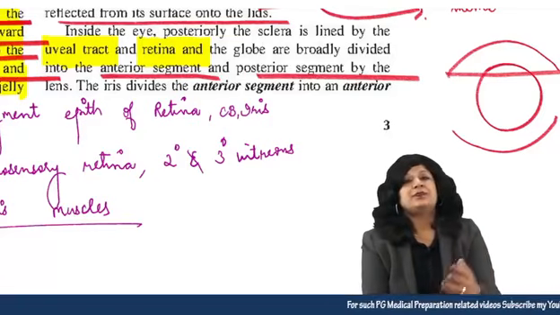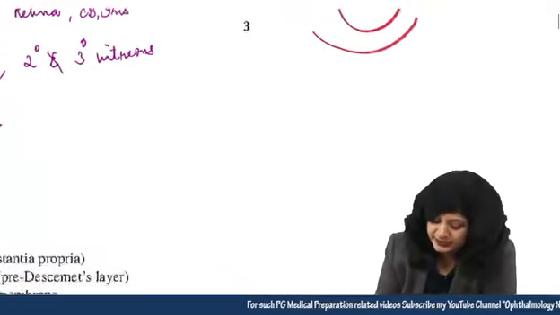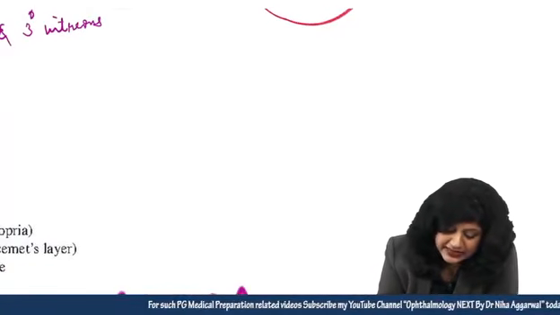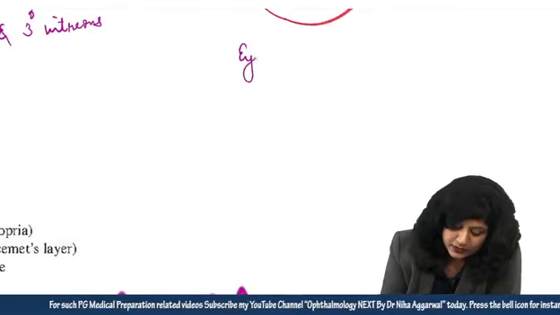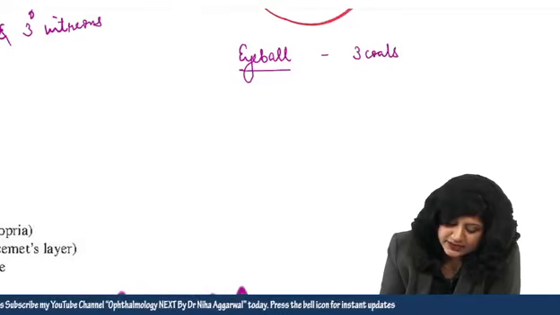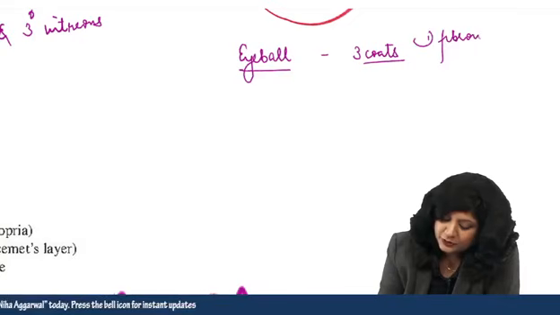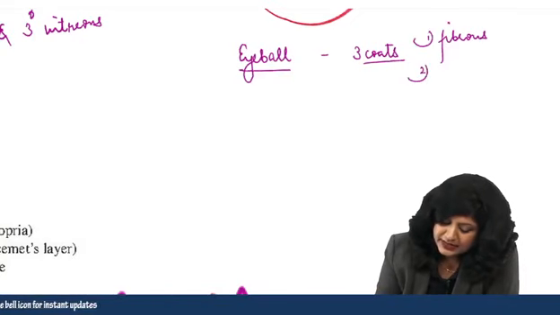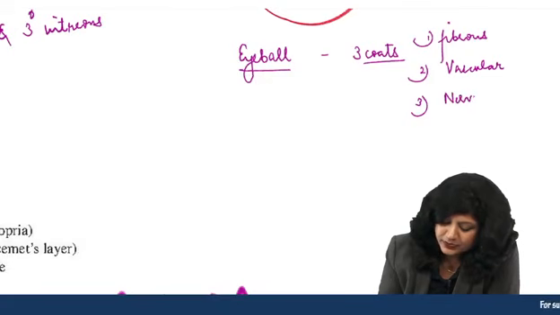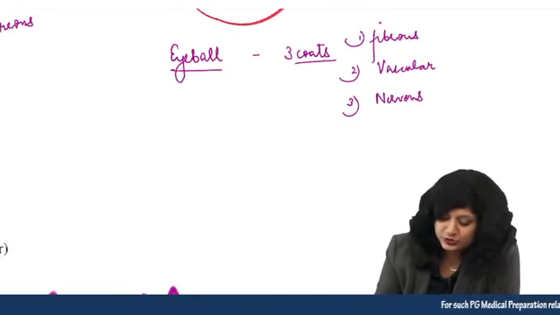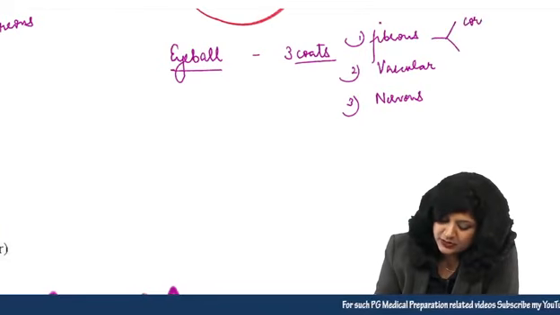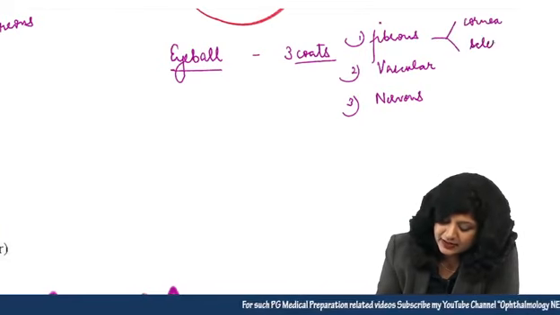So again, what we talk about in the classes also, that the eye is actually the eyeball, and this eyeball has got three coats. We have already talked about one, that was your fibrous coat. Then the second is your vascular coat, and the third is the nervous coat. Now in the fibrous coat, you already know we have got the cornea and the sclera.